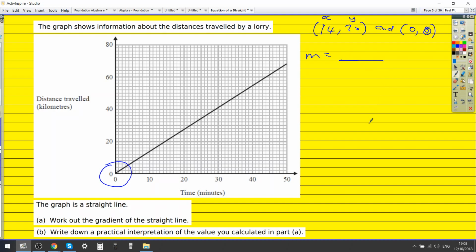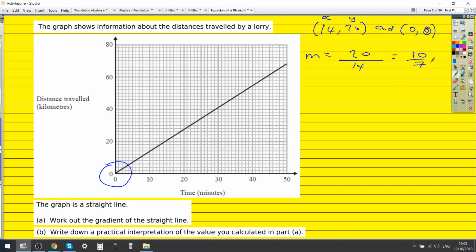Right, so which one is on top, which one's on bottom? So 20 on top, 14 on bottom. Yeah, so it would be 20 minus 0 over 14 minus 0. Or you could write it as 0 minus 20 over 0 minus 14, and you'd get minus divided by minus, so same thing. So the gradient is 20 over 14. Can we simplify that? Yeah, you can get 10 over 7.